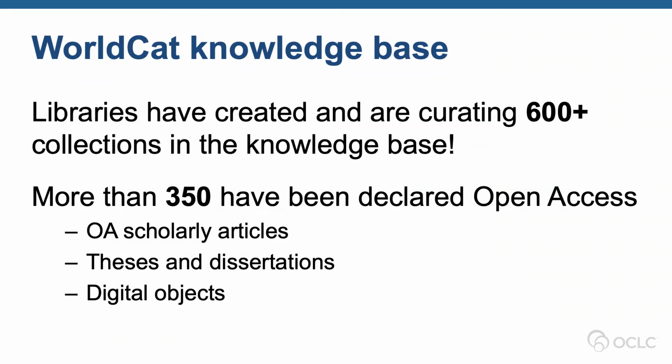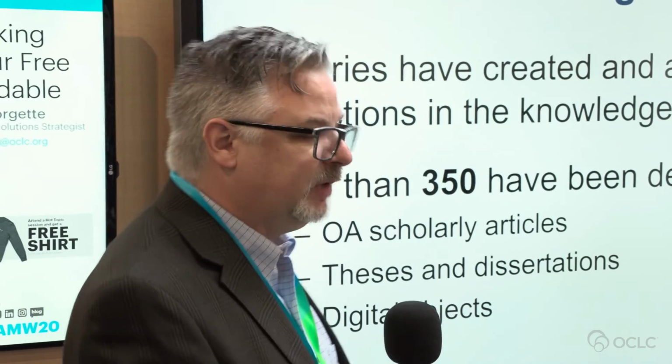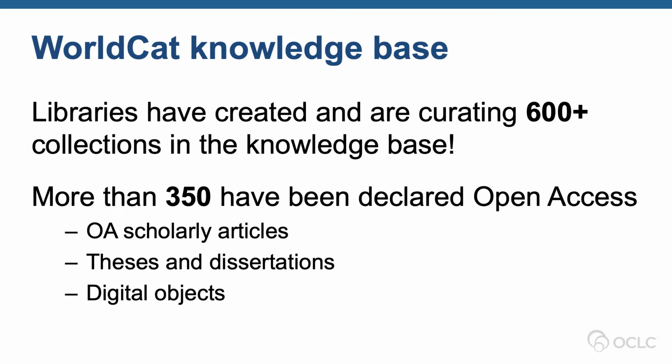Now, the knowledge base, libraries are creating these collections and curating them. Libraries have created their own collections and put them in there, and there have been more than 350 of those that have been declared open access. There's even more that have not been officially published yet. For instance, I'm working with Regent College up in British Columbia, where they're working on a collection of Puritan historical materials, and when they finish setting up the collection, they will activate it in the knowledge base for other libraries to take advantage of. There's OA scholarly articles, obviously theses and dissertations, but also digital objects as well.